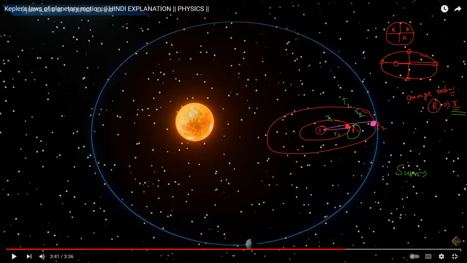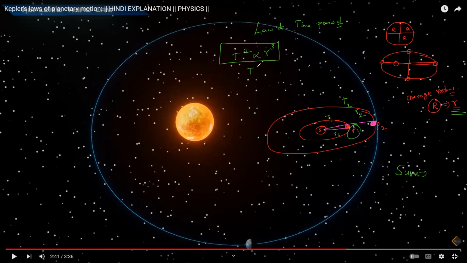Now, what is Kepler's third law? Kepler's third law is also called the law of time period. What do we call it, everybody? Law of time period. Okay. So what exactly does it say? All of you observe: the square of the time period of a planet is directly proportional to the cube of the average radius.